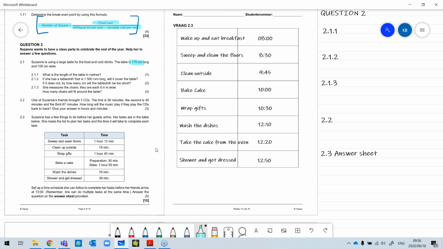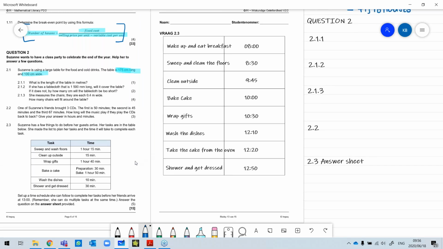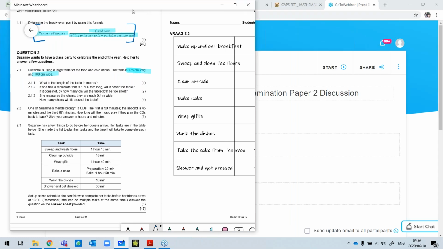So we are going to make use of the dimensions given to us here. And the first question asks us, what is the length of the table? So if the table is 175 centimeters long, remember this measurement we have to convert to meters. So just here, I'm just going to jot it at the top. 1 meter equals 100 centimeters. So this you should know beforehand. And if you know that, you will also know to divide by 100. Oh, I ran out of space there.